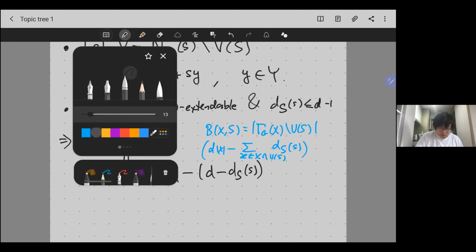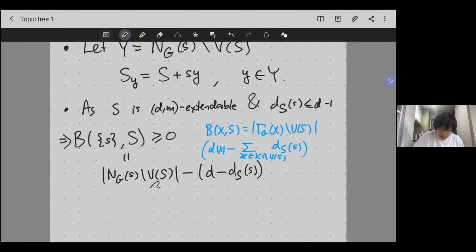Then this equals y minus d plus that, and this is at most d minus 1. So this is y minus 1. We get that y minus 1 is at least 0, which means y is at least 1. This implies that Y is nonempty. Good.